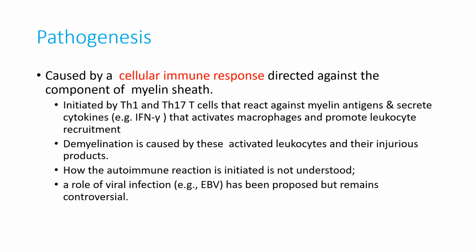The available evidence indicates that the disease is caused by a cellular immune response directed against components of the myelin sheath. This response is initiated by T helper 1 and T helper 17 T cells that react against myelin antigens and secrete cytokines. The T helper 1 cells secrete interferon gamma, which activates macrophages, while T helper 17 cells promote the recruitment of leukocytes. The demyelination is caused by these activated leukocytes and their injurious products. How the autoimmune reaction is initiated is not well understood. A role of viral infection has been proposed, but this remains controversial.